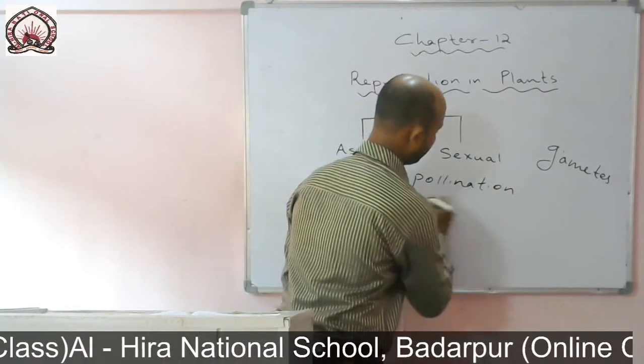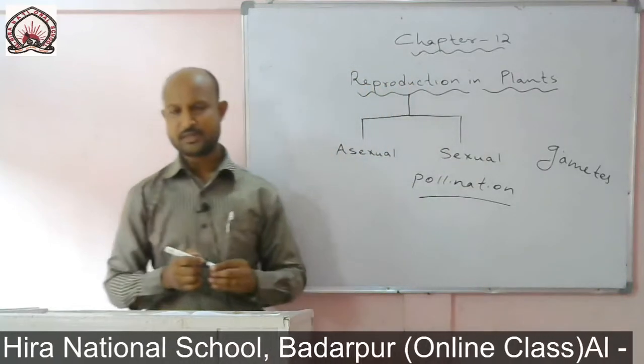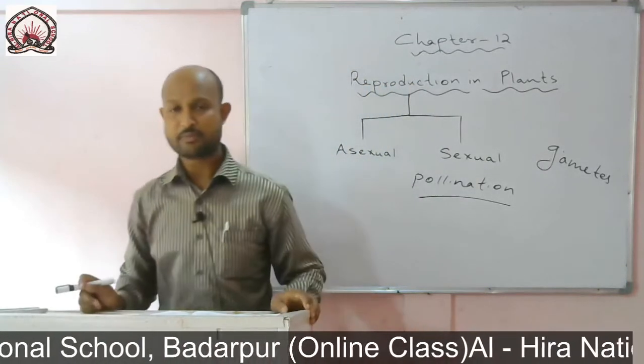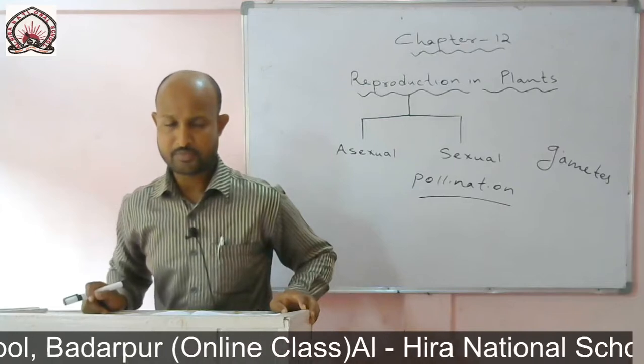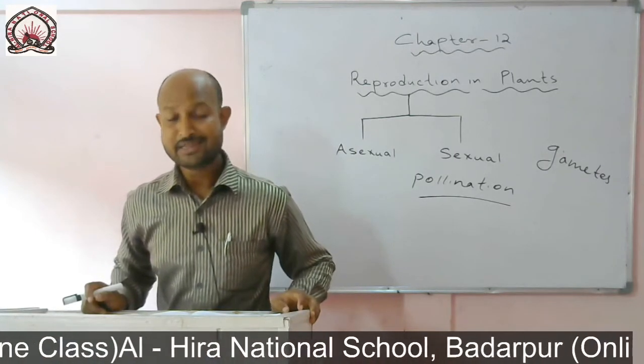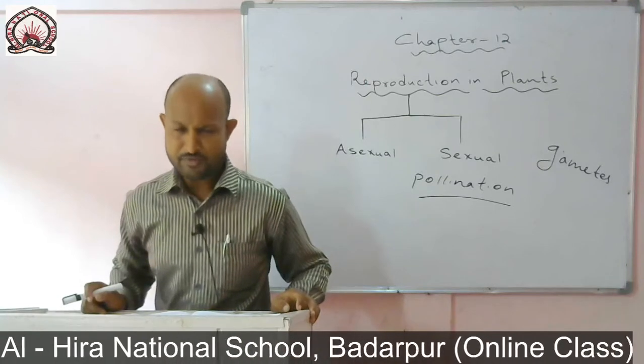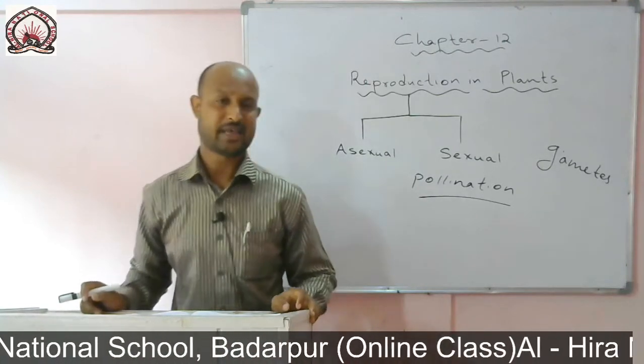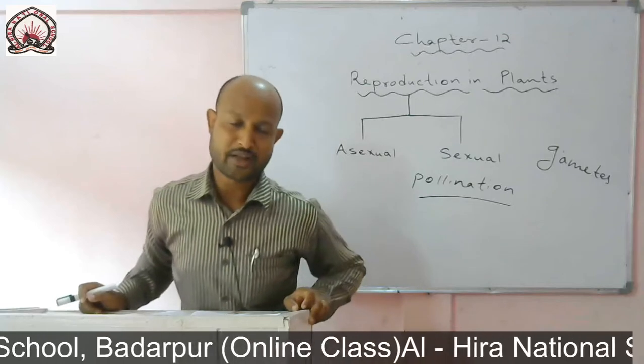So what is pollination? Pollination is the transference of pollen from the anther to the stigma. The process called pollination is carried out by insects and birds. We often see birds and insects sitting on the flowers to suck the nectar of the flowers.